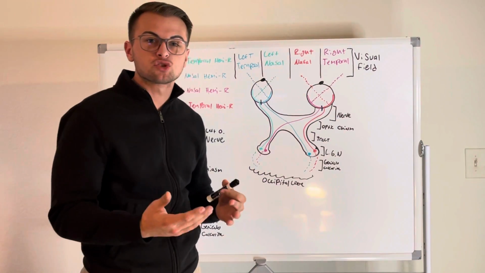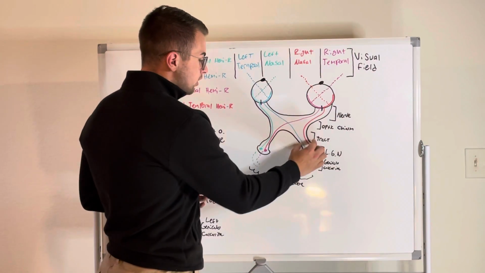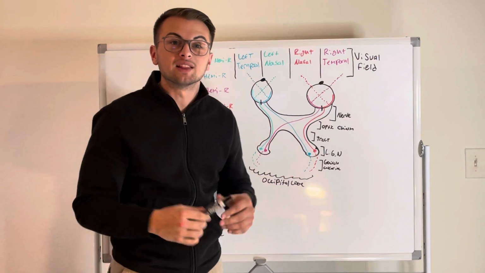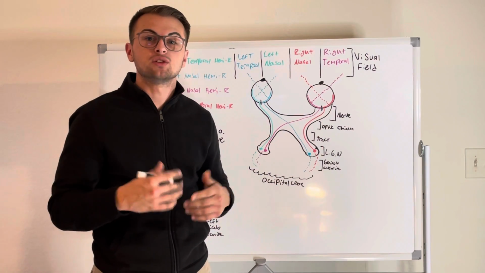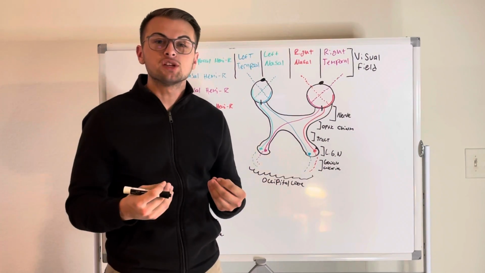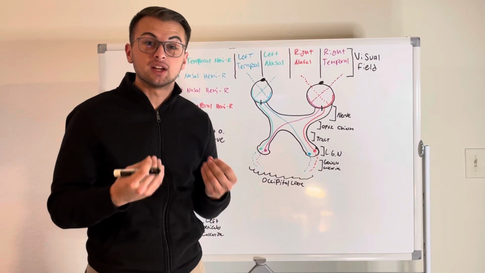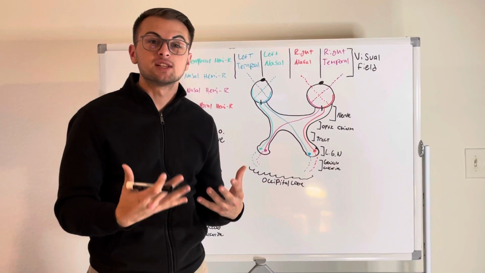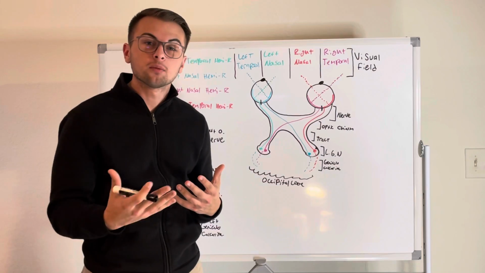So the optic tracts both synapse on a place called the lateral geniculate nuclei. These nuclei send the information through the left and right geniculocalcarine tracts to the occipital lobe in the brain, where they are interpreted as images.